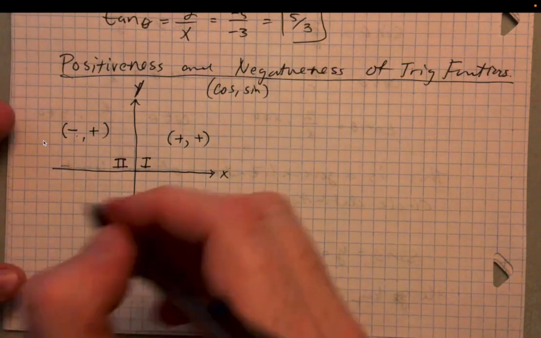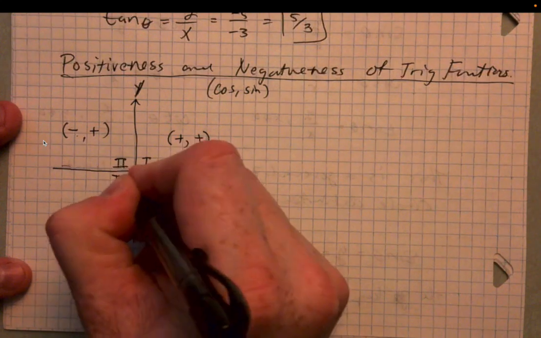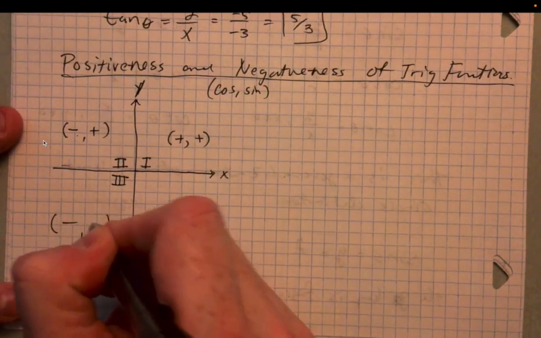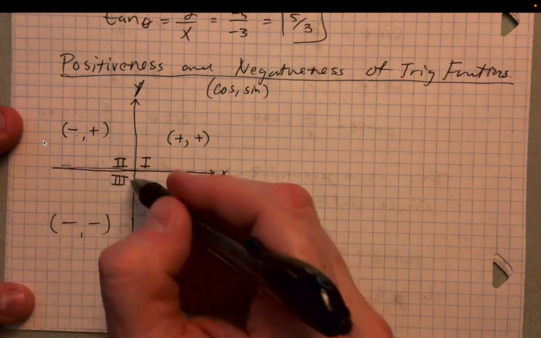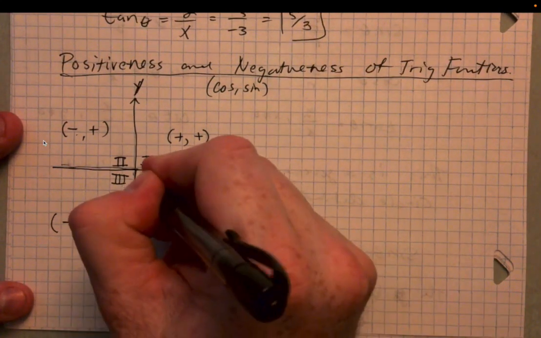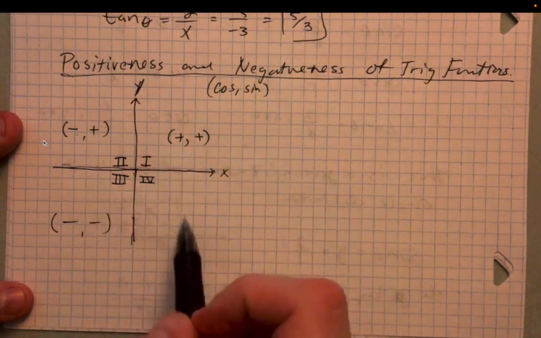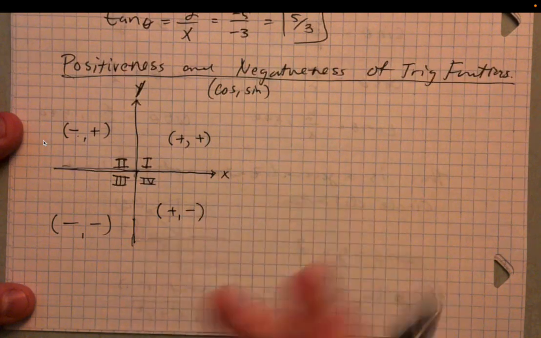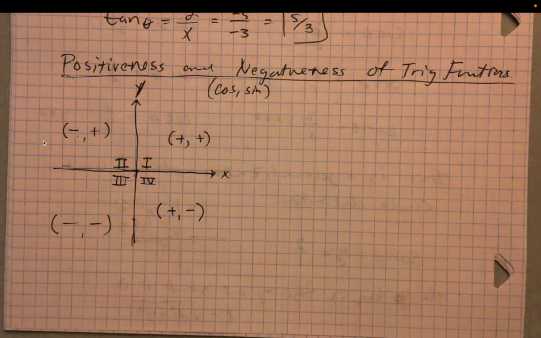Okay. What about down in quadrant 3? Well, here they're both negative, aren't they? Right? Negative on the x-axis, negative on the y-axis. And then in quadrant 4, I've got a positive cosine and a negative sine, don't I?